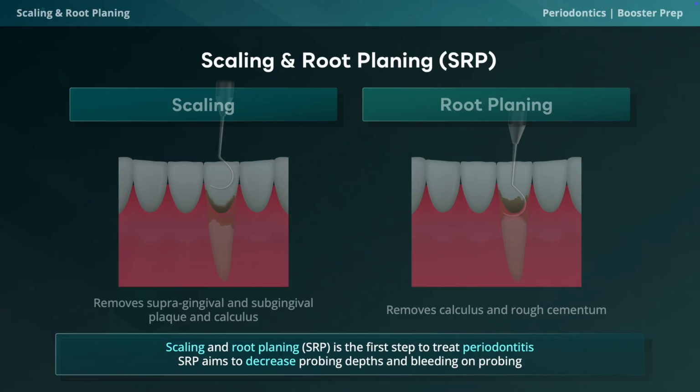It takes on average around 4 to 6 weeks after SRP for you to notice these differences at a reevaluation exam. And that's a great sign if you see a reduction in BOP and probing depths. That means the patient is responding well to non-surgical periodontal therapy.